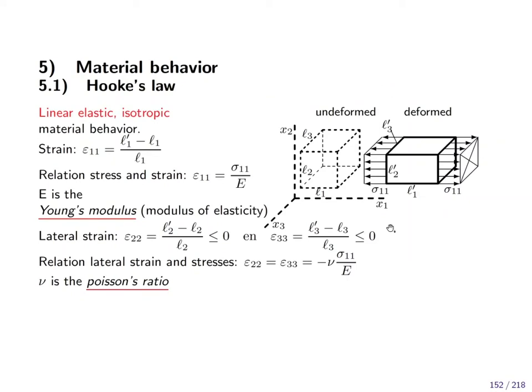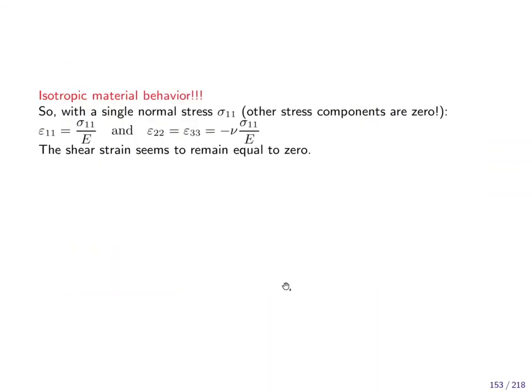Okay, but you can guess what comes next, that was only the one direction. Action in one direction has a reaction in the one direction, direct, and a perpendicular one in the other two directions. And for isotropic material behavior, this is the summary of what I just said, nothing new. And by the way, shear strains remain equal to 0.